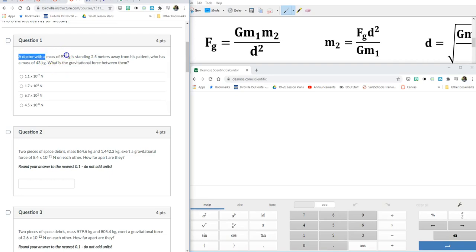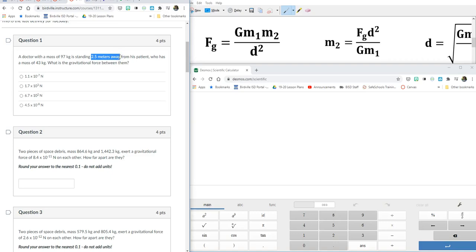Right here it says a mass of 97 kilograms, so that's your clue that it's a mass. Even if it didn't say mass of, your units here, kilograms, are used to represent mass. So that is a clue if you're unsure of what variable it is. So 97 kilograms is a mass, 43 kilograms is a mass, and then 2.5 meters away.